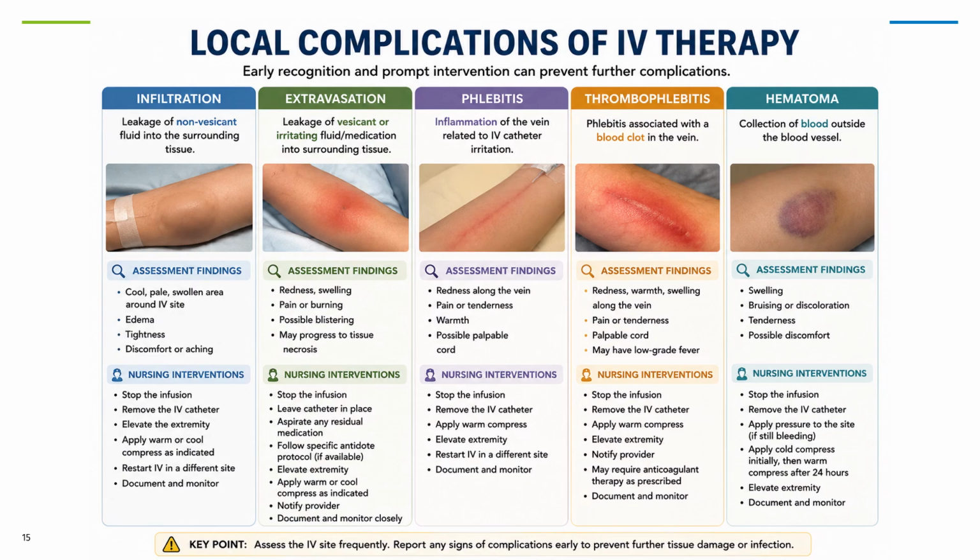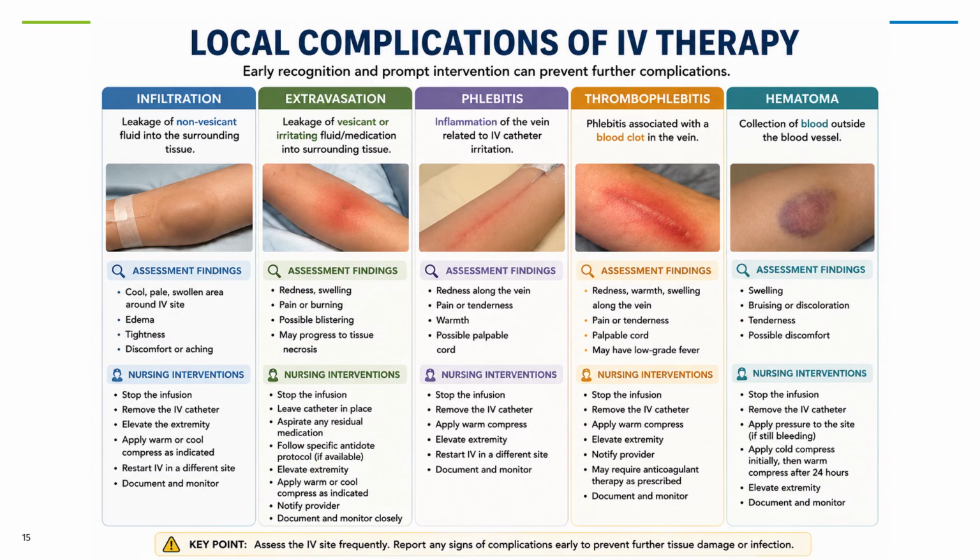So this slide is talking about the most common local complications of IV therapy. And so here, early recognition is going to be essential because many of these complications can be reversed if they are identified quickly. So every time we assess our IVs, we're looking for these problems before they become severe.